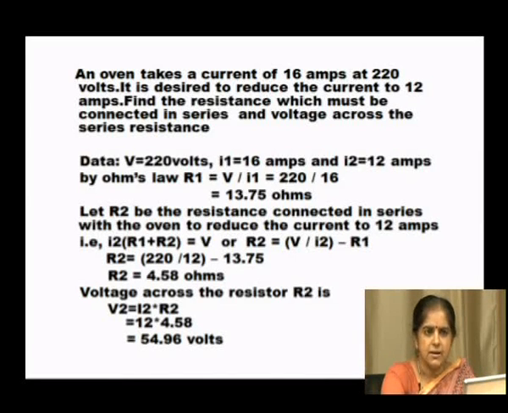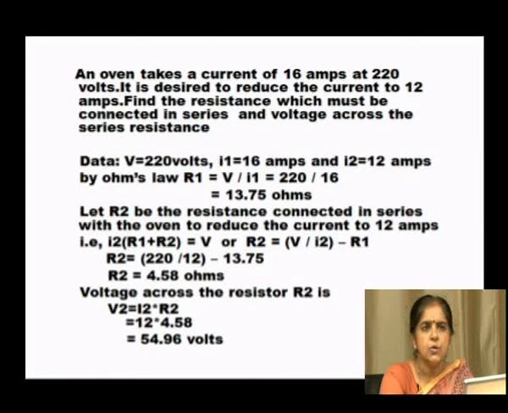Okay. So, R2 is the series resistance which has to be connected with the initial resistance. So, R2 value will be equal to 220 divided by I2, where I2 is equal to 12 amperes. Therefore, it is 220 divided by 12 minus the initial resistance, that is 13.75. Now, it will give you the value of resistance equal to 4.58 ohms.